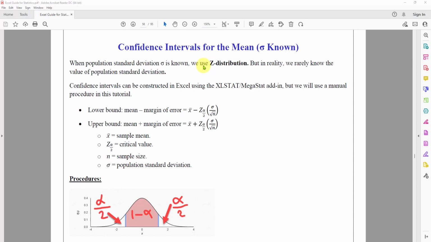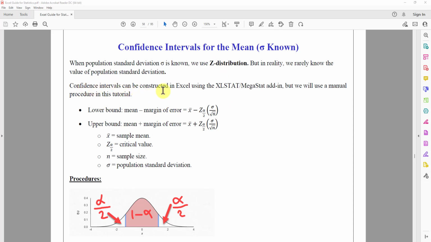In this video, we'll learn how to use Excel to find the confidence interval for the mean when the population standard deviation sigma is given. When the population standard deviation sigma is known or given, we use the z distribution. But in reality, we rarely know the values of the population standard deviation. If sigma is not given, then we have to use the student t distribution instead of the z distribution.